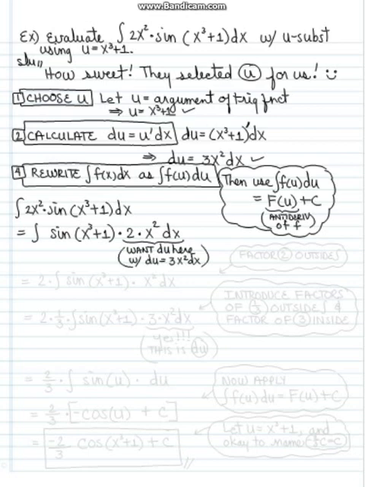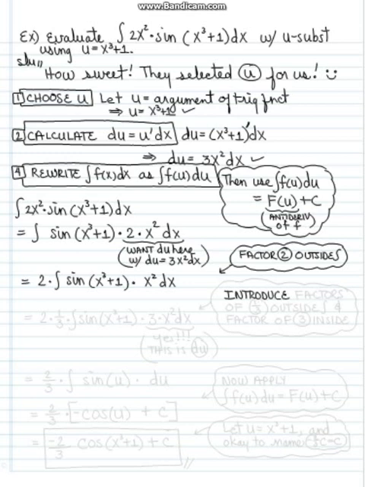So the first thing I'm going to do is pull that troublesome factor of 2 in front of the x squared. I'm going to move that outside of the integral. It's a constant. It can come outside of the integral. So we get 2 times the integral of sine of x cubed plus 1 times x squared dx.